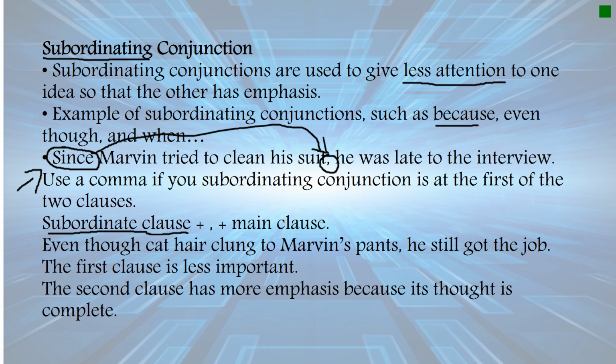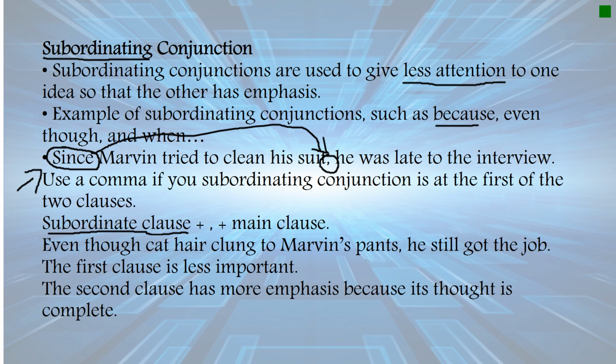The second part of your grammar lesson is subordinating conjunctions. Subordinating conjunctions are used to combine two clauses where one has less attention than the other, so the other one will shine. Some examples of subordinating conjunctions are because, even though, when, since, and there are a lot of them in your main books, so please go back and read them.